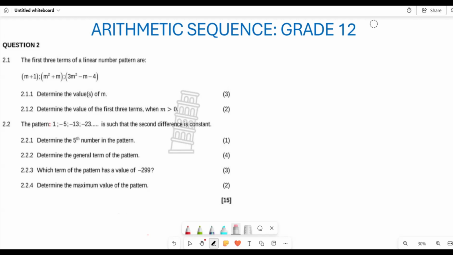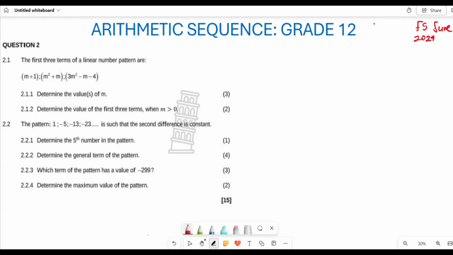But now let's go through this question and see what it is that we are required to do in here, right? This was a question from Free State, from the year 2024. I think this is the June paper that they wrote. Now let's look at this one. They are saying, having the first three terms of your linear number patterns, they want you to determine the value of your m.